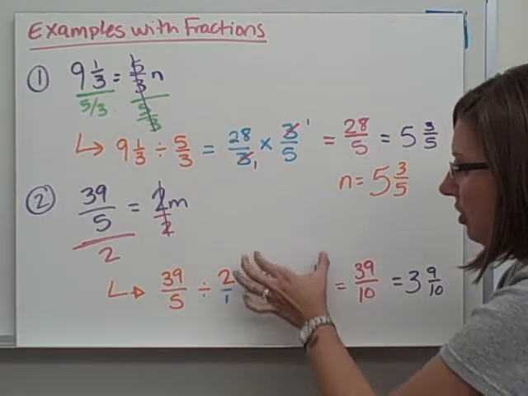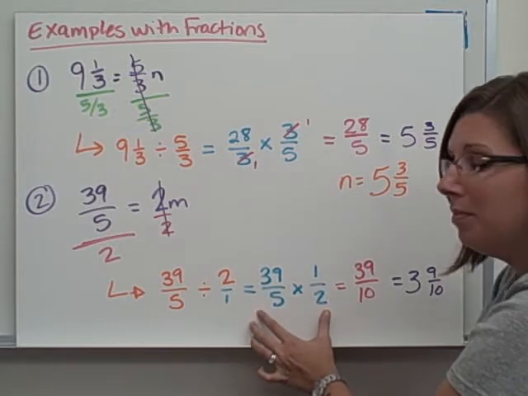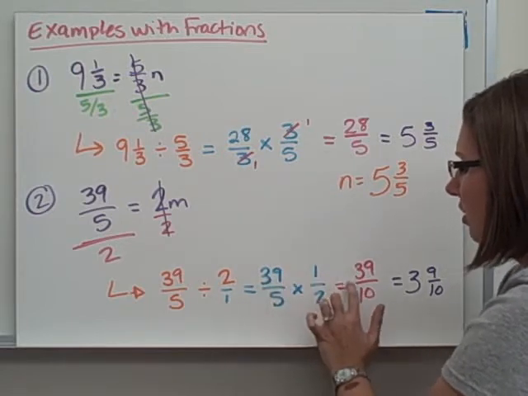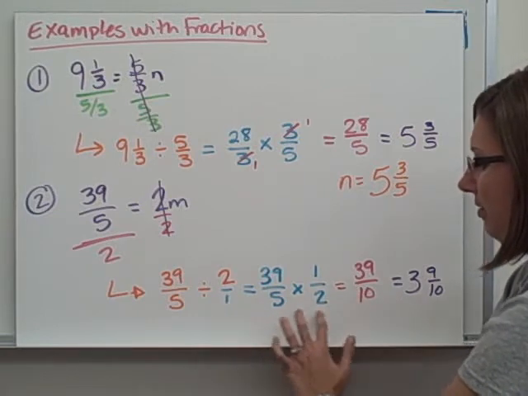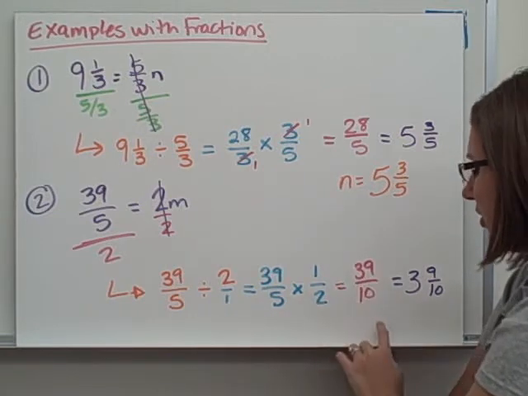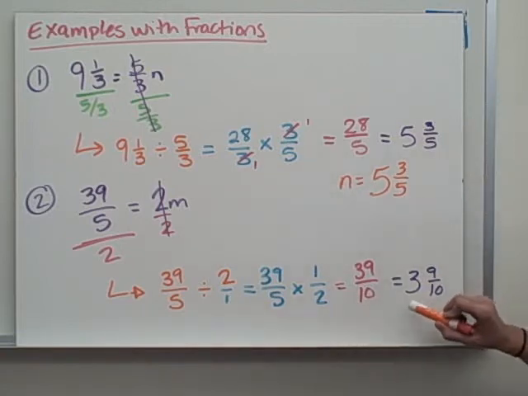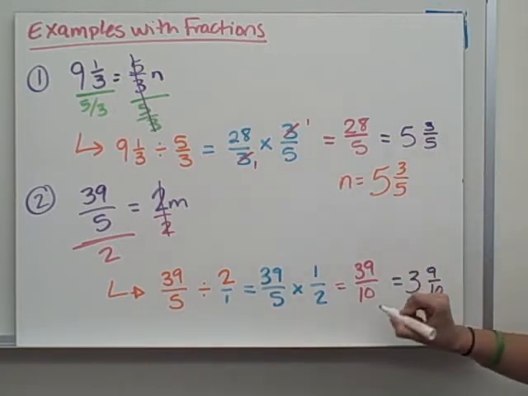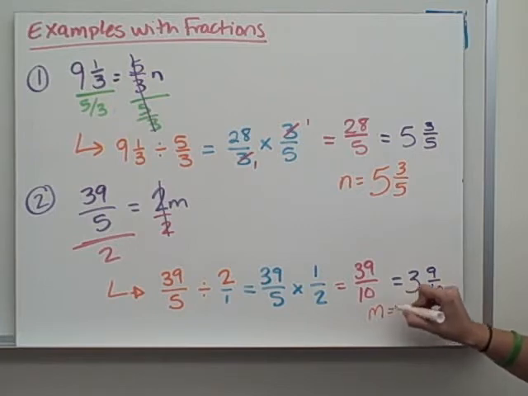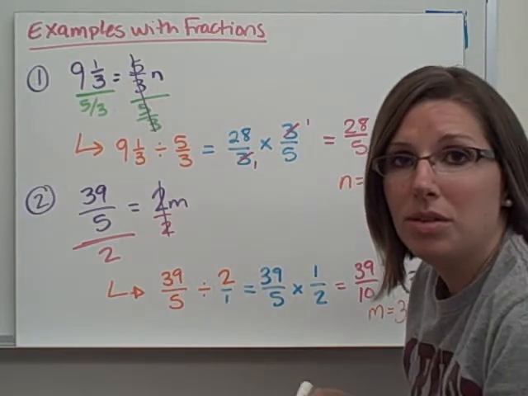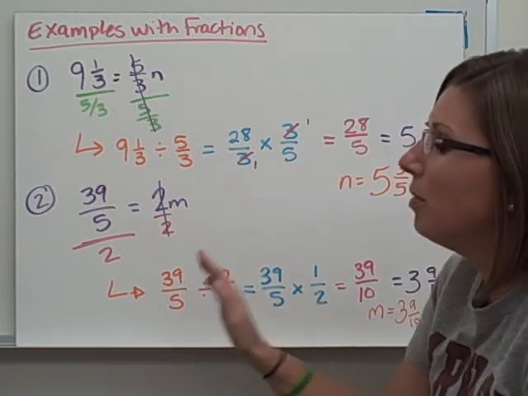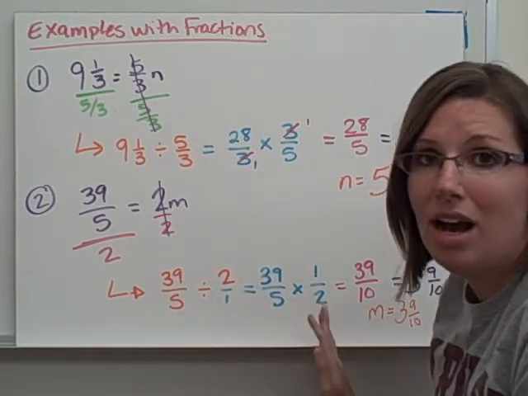Now if I just concentrate on this part of my problem, I multiply the numerators. 39 times 1 is 39. Multiply the denominators. 5 times 2 is 10. And then reduce. So I'm left with 3 9/10. So m equals 3 9/10. It's a lot of work, but maybe you guys can also use colored pencils or colored pens to help you see each step one at a time.